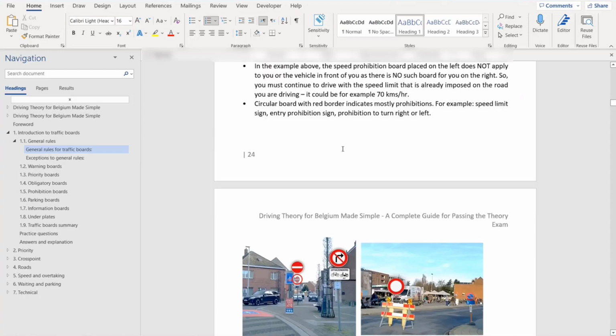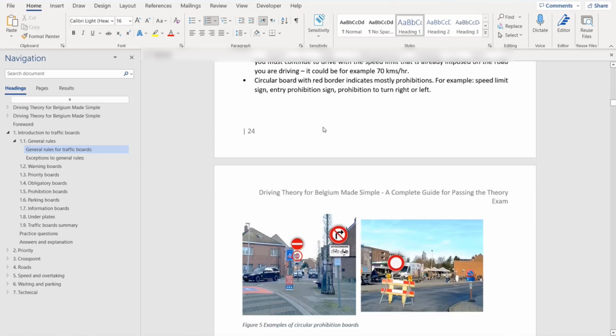Circular board. Let's look at this. Circular board with red border indicates mostly prohibitions. For example, speed limit, a prohibition, entry prohibition, prohibition to turn right or left. So just remember this. The first thing is any circular board is important. But if a circular board looks red, let's say this one is full red, this one has a red border, this one also has a red border. So any circular board with a red border or has red color to it, that means it's a prohibition.